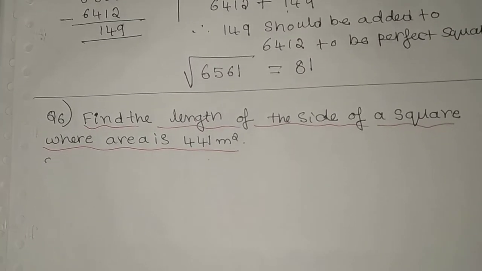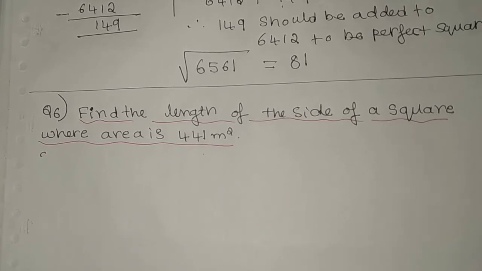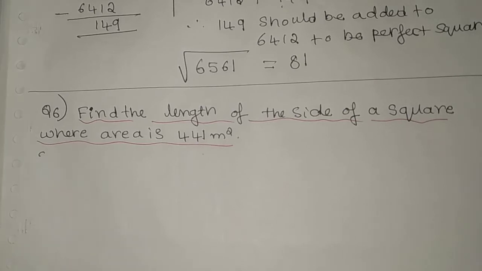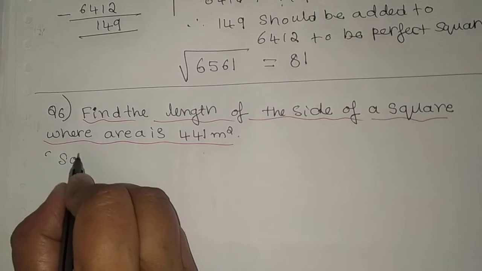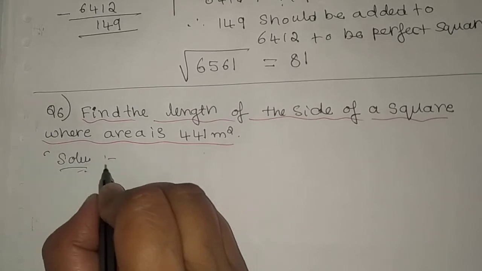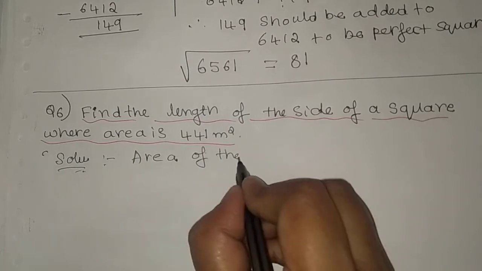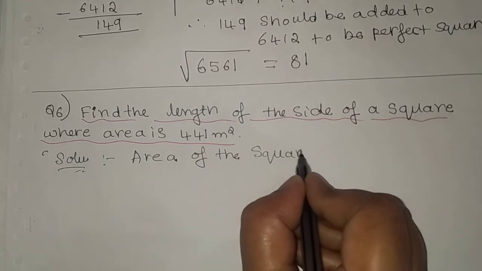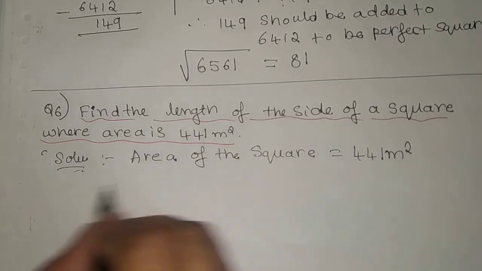We move on to the sixth problem. Find the length of the side of a square whose area is 441 m square. So directly we'll start the solution. The solution is: area of the square is equal to 441 m square.